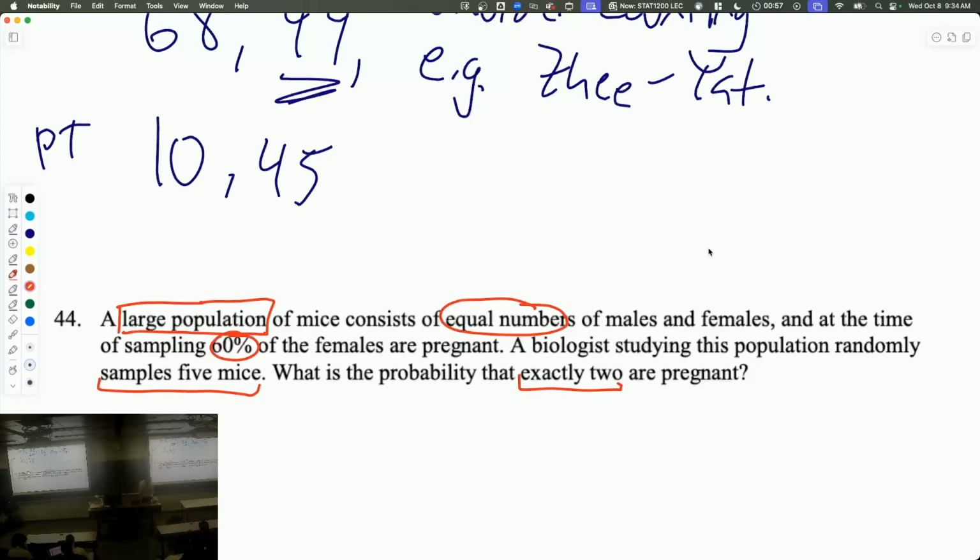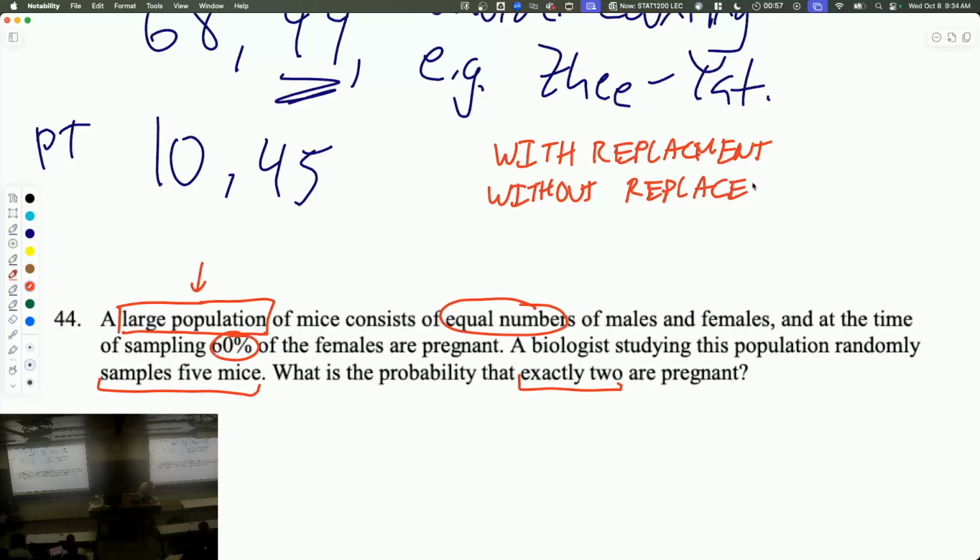Large population actually means it has a special probability word that goes with it. The two things we looked at in this course are sampling with replacement or without replacement. And with replacement also goes with this idea of independent.